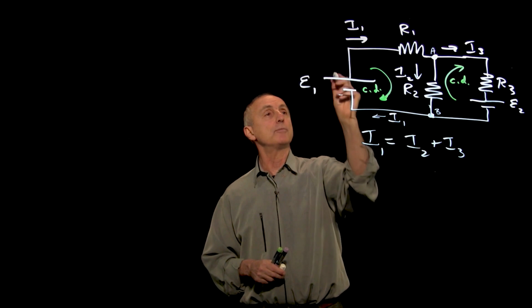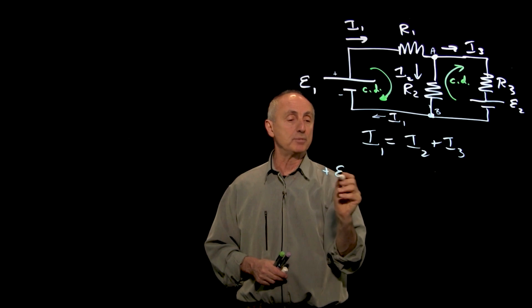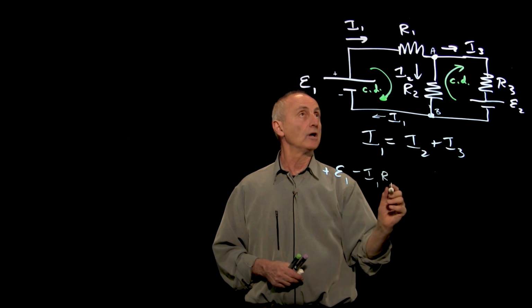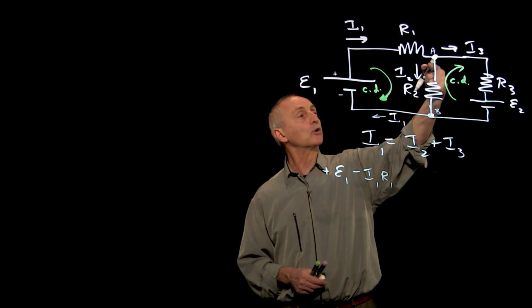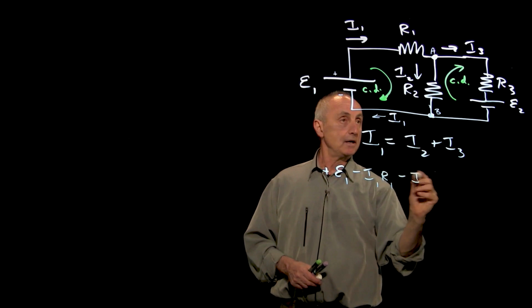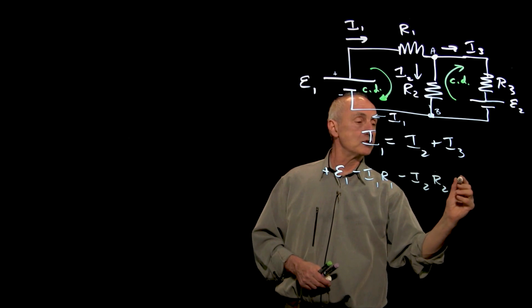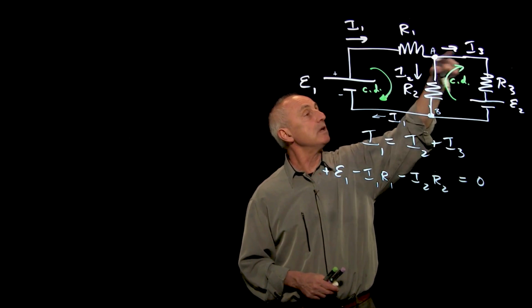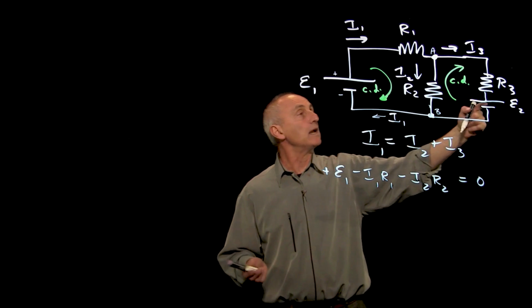We cross the battery from the negative to the positive terminal, so we have plus E1. We're crossing the resistor in the direction of the current, minus I1 R1. We're crossing resistor 2 in the direction of the current, minus I2 R2. That's our first equation.